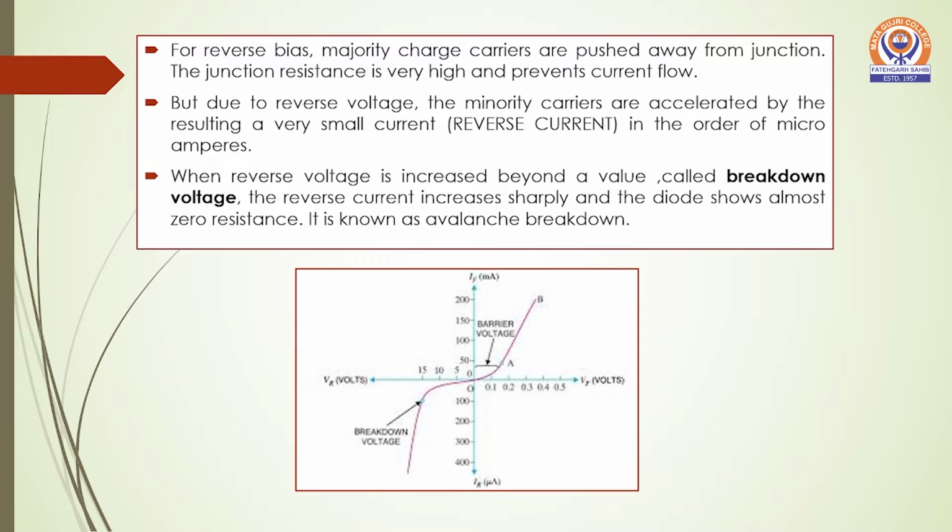But as we increase the reverse voltage, the minority charge carriers are accelerated and they result in a small current, which is known as reverse current, of the order of microamperes. The reverse voltage at which the current starts increasing is known as the breakdown voltage. It can be seen in the graph.